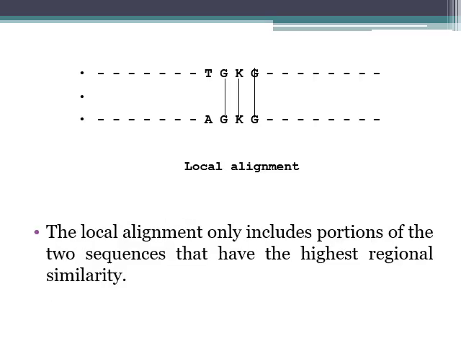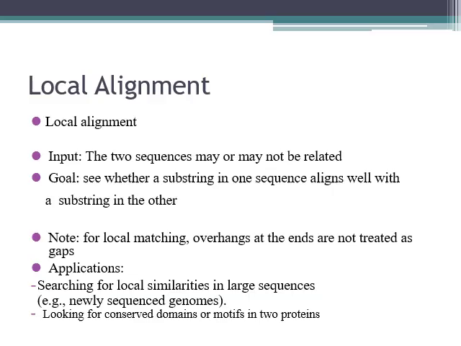Like in this case, you can see we do not compare the sequence from beginning to end. Instead of that, we try to find out the region of highest similarity among the two sequences, and that local region is actually telling us that this is the region which is functionally critical, and that's why it has remained conserved. So the local alignment only includes portions of two sequences that have highest regional similarity.